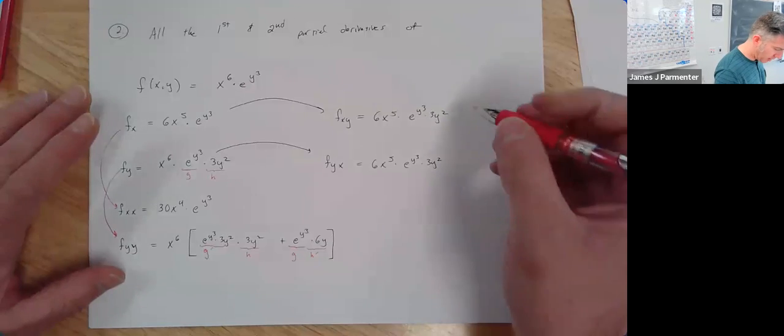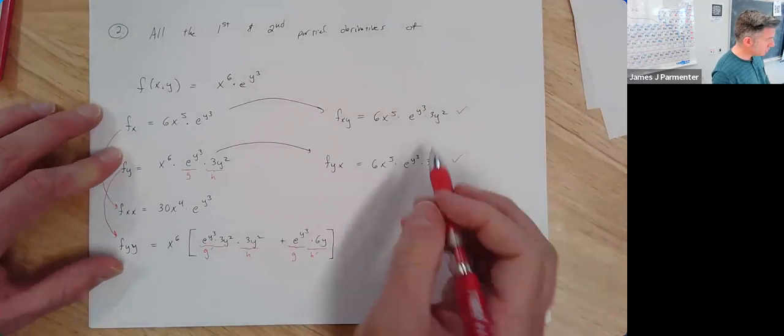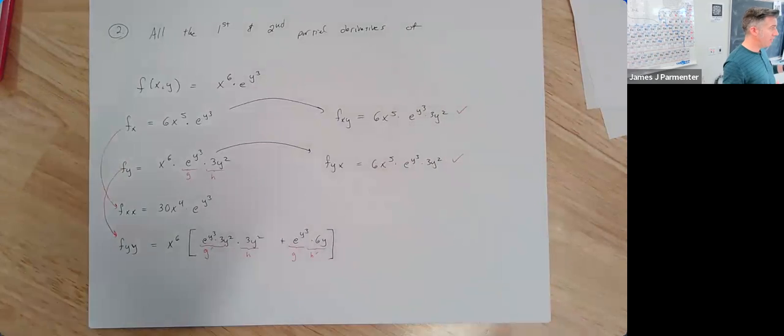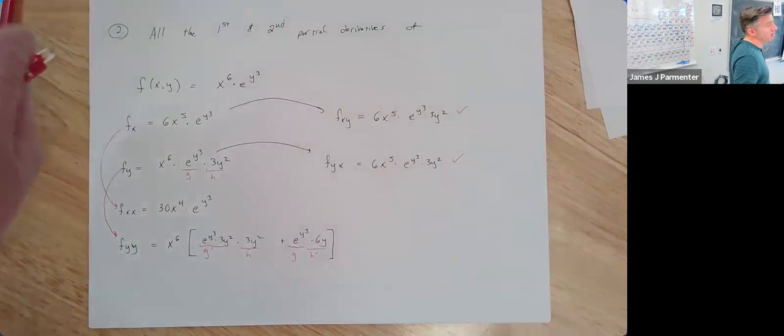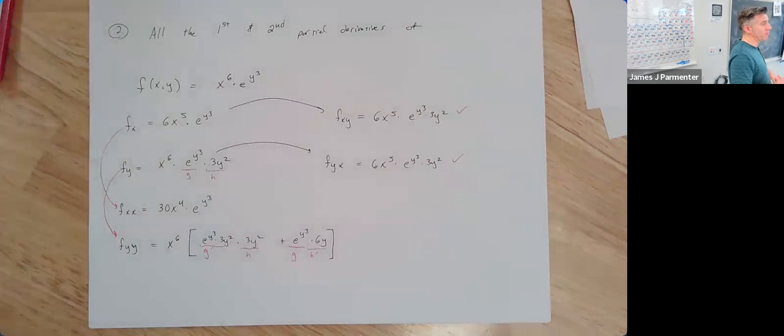It's often a good check to see if you've done things correctly that these should equal each other. Right? If you've somehow gotten that fyx and fxy are different from each other, you need to go back and check your work because something probably went wrong somewhere.